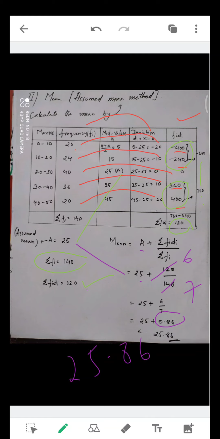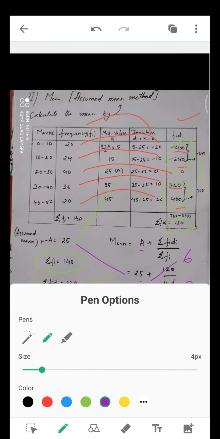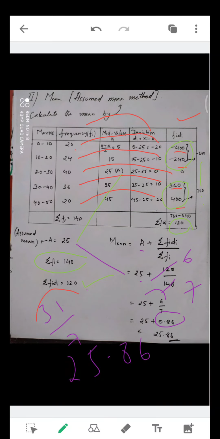Now the common mistake which students commit here is they'll add 25 and 6, 31. They'll write 31 by 7. That is completely wrong. You should not add it directly like that. You can find the LCM, or you can divide 6 by 7 first, then add it. That is the correct method of doing it. Hope the method is clear to you. Thank you.